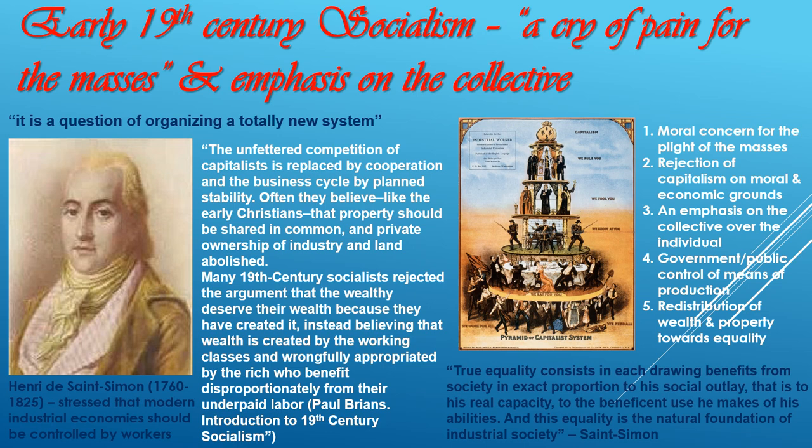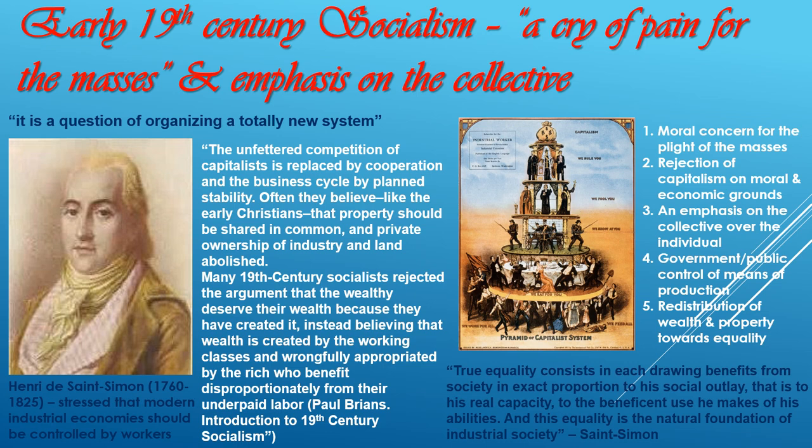One introduction to 19th century socialism book says the unfettered competition of capitalists is replaced by cooperation in a socialist system, and the business cycle by planned stability. A planned economy, to root out competition and replace it with cooperation and stability as much as possible. Often socialists, like the early Christians, believe that property should be shared in common and private ownership of industry and land abolished.